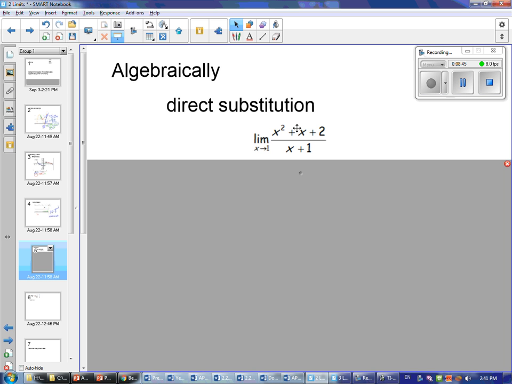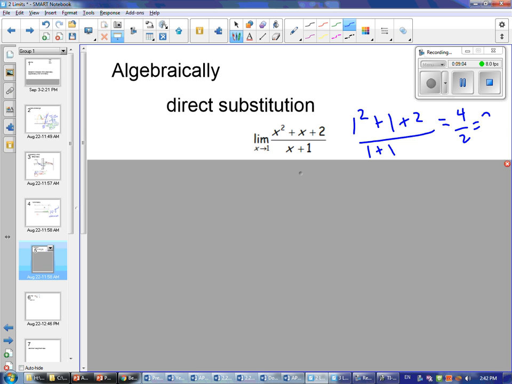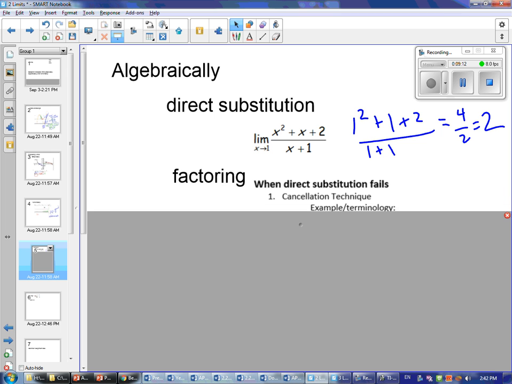So in this example, we want the limit as x approaches 1. So we're going to go ahead and just plug in 1 for x. So we get 1 squared plus 1 plus 2 over 1 plus 1. And then simplifying, we get 4 over 2, which equals 2. And that is the limit. You always want to try direct substitution because it's the easiest and it's fantastic when it works. However, there will be times that it does not work.